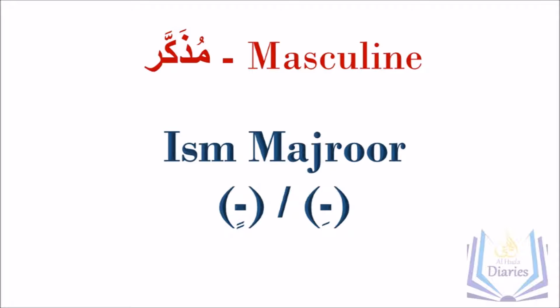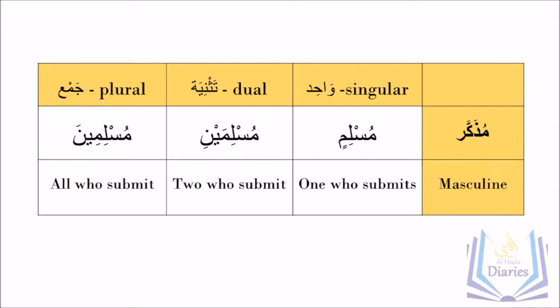If you were to put the word Muslim in the state of jar, can you recall what is the haraka that words in the jar state get? It is kasra. So we will put muslimin. The word will get a kasratain: muslimin. Now this is the only thing that we need to know.